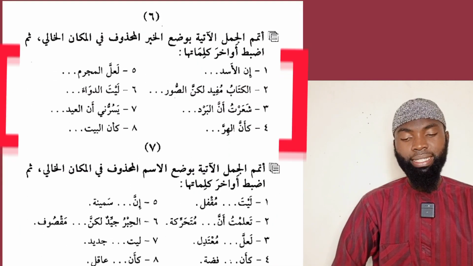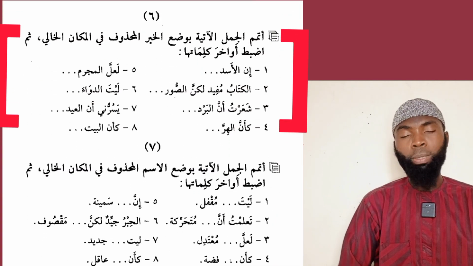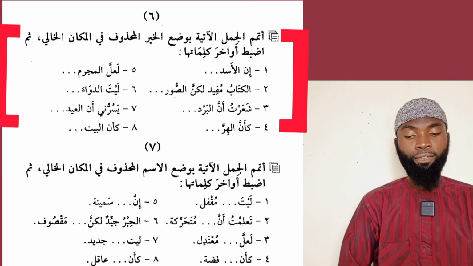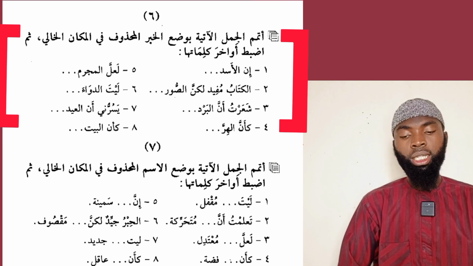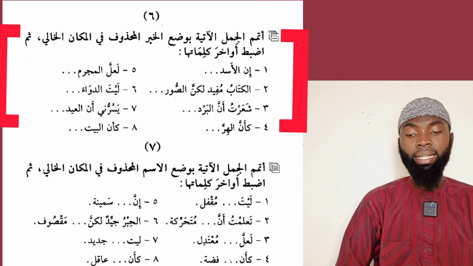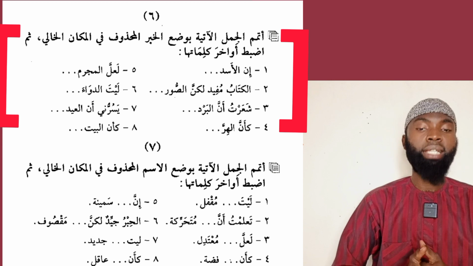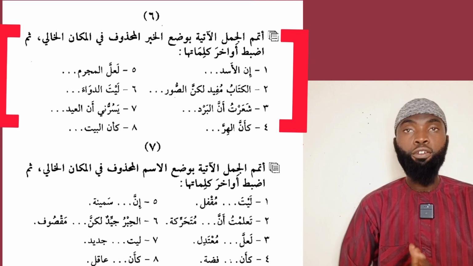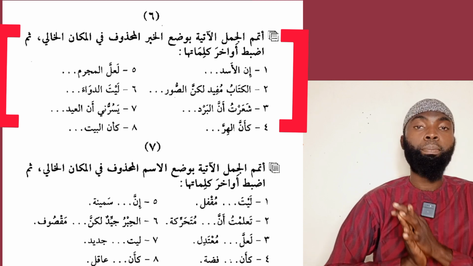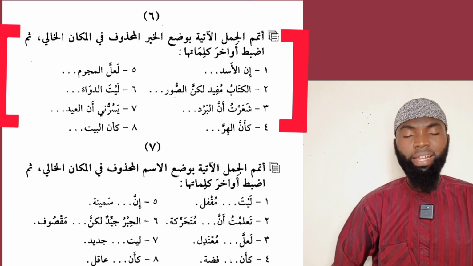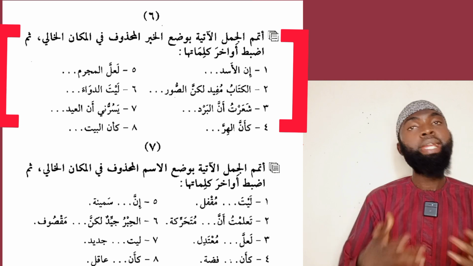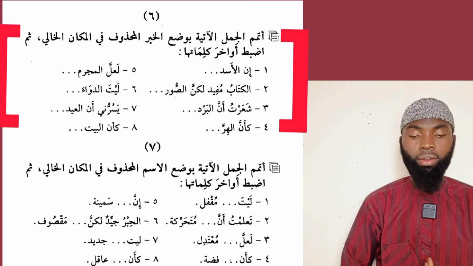Tamrin Osad, exercise number 6. The instruction says, Atmim al-Jumal al-Atiya. Complete the following sentences by placing the missing predicates in the blank spaces. Then record the endings of the words. In the following sentences, there are missing predicates. We should provide them. Number 1, we have innal asada. What do we say? Innal asada qawiyun. Indeed, the lion is strong.